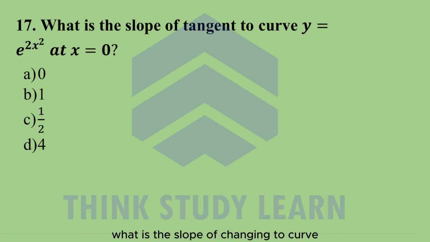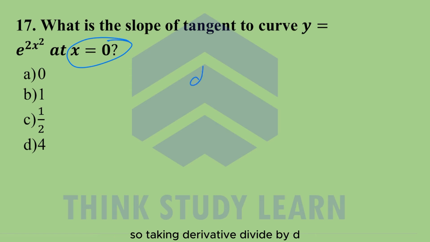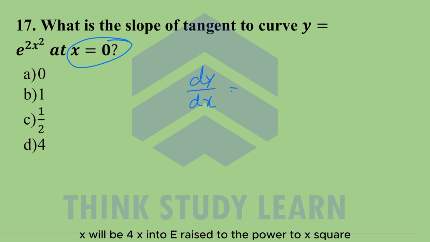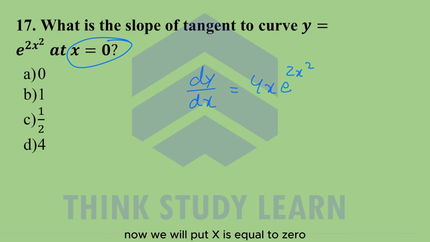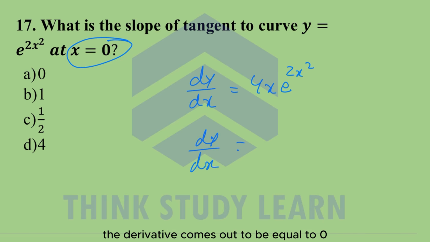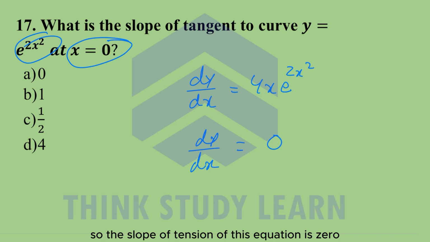What is the slope of tangent to curve y = e^(2x²) at x = 0? To find the slope, we will take its derivative and then put the value x = 0. Taking derivative, dy/dx is 4x e^(2x²). Now we put x = 0 in this expression. The derivative comes out to be equal to 0. So the slope of tangent of this equation is 0. A option is the right answer.